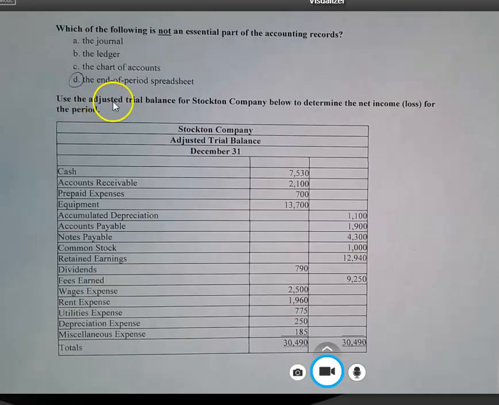It says, use the adjusted trial balance for Stockton Company below to determine the net income or loss for the period. So we have an adjusted trial balance, okay, not an unadjusted, but an adjusted, and it is in the correct order that it should be in: current assets, long-term assets, current liabilities, equity, income statement items, revenues, and expenses.